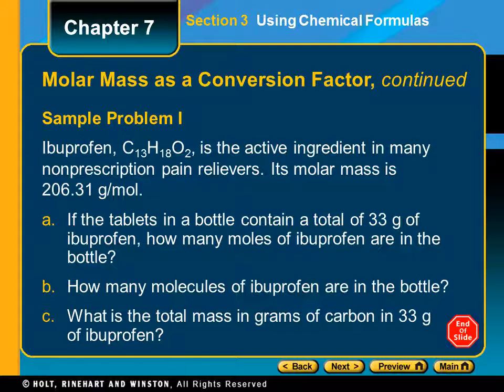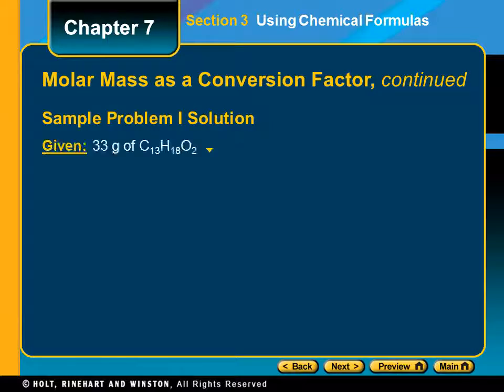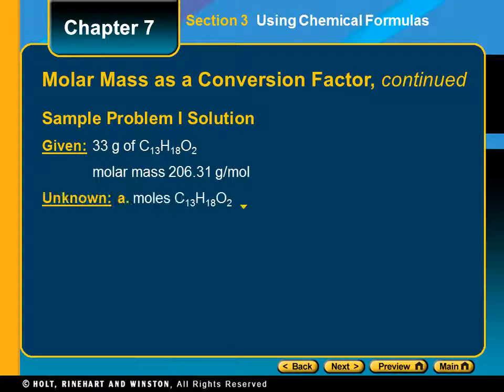So this seems like a really big, complicated question, guys, but the principles are no different than what we were doing 3 or 4 weeks ago. You just need to make sure you break the problem down into its constituent parts. So you're given 33 grams of this. You're given the molar mass. You want to figure out how many moles, which means you've got to set up your problem to get rid of grams. You want to figure out how many molecules, we'll talk about that, and total mass of carbon.